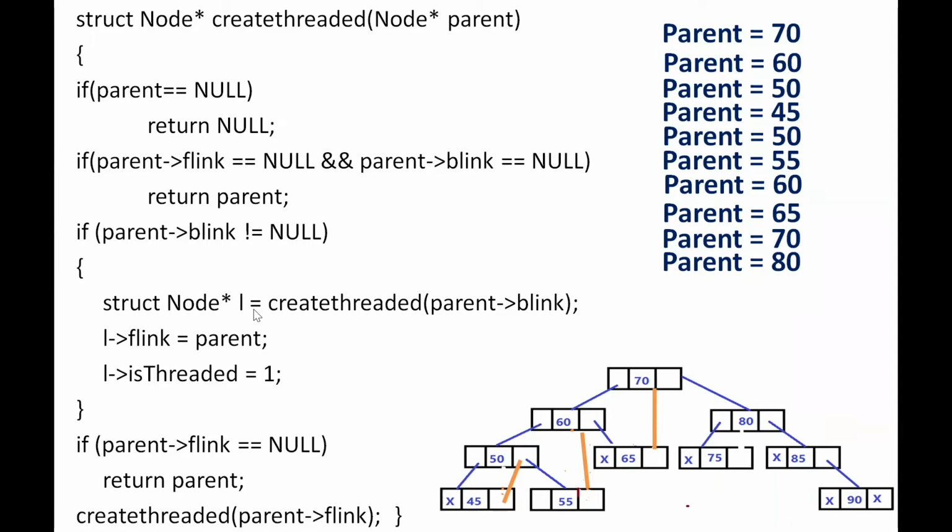So once again create threaded parent of b link is called, but now the b link is 75. So 75 is the node that is getting passed to the function. After reaching 75, it will evaluate the conditions, and both f link and b link are null. So it will return parent. So the node 75 address is returned to 80, and then as we have seen already, this will lead to an interconnection between 80 and 75.